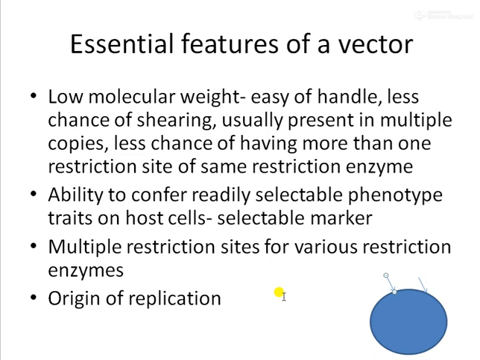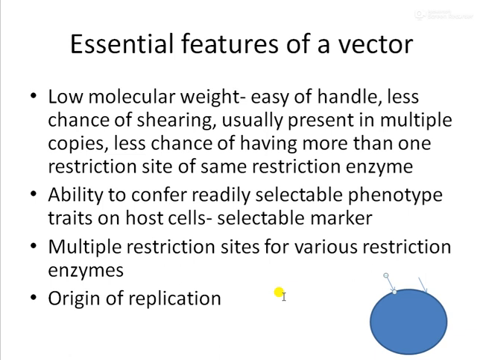And of course, a vector needs to have multiple restriction enzyme sites for various restriction enzymes. Various restriction enzymes are needed because only if it can be cut by various restriction enzymes can we cut that portion of the vector and incorporate a foreign DNA into it.